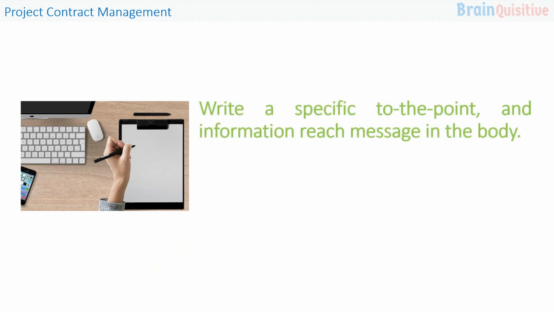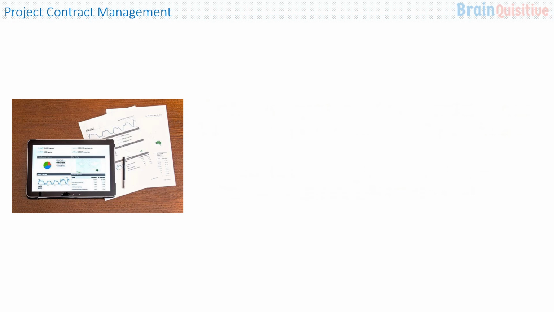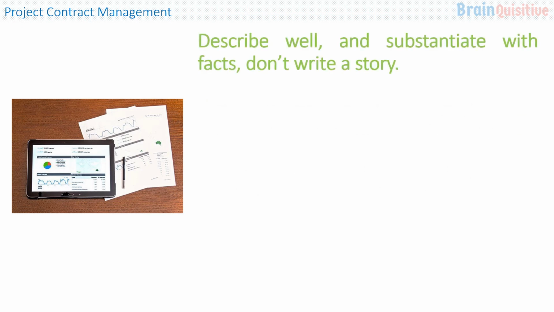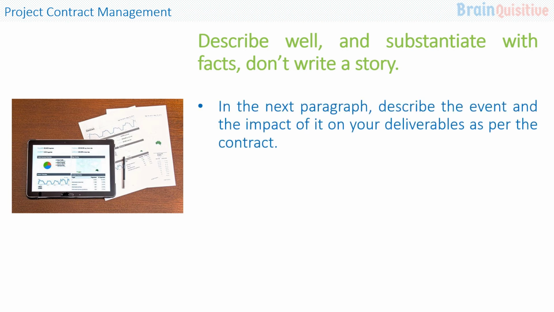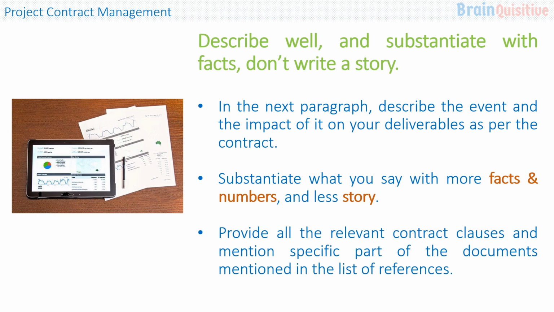Write a specific, to the point, and information-rich message in the body. In the first paragraph, describe in short the issue which you are going to talk about. In the rest of the letter, describe well and substantiate with facts. Don't write a story. In the next paragraph, describe the event and the impact of it on your deliverables as per the contract. Substantiate what you say with more facts and numbers and less story. Provide all the relevant contract clauses and mention specific parts of the documents mentioned in the list of references.